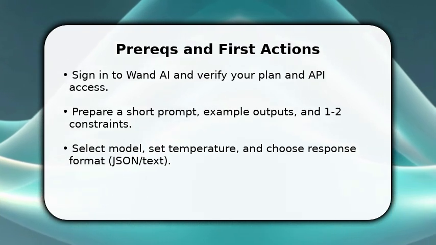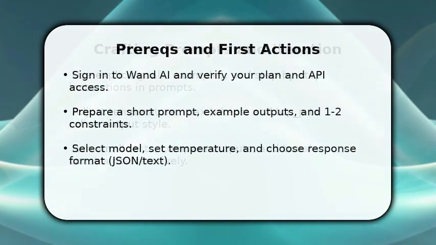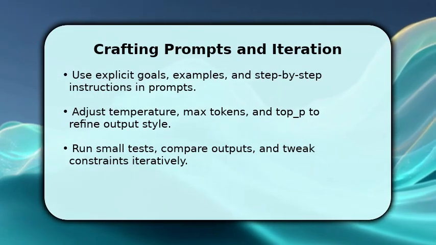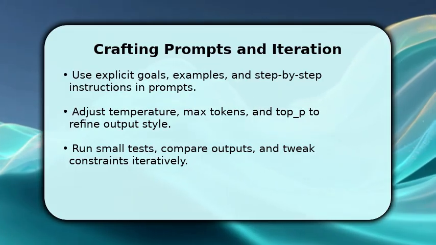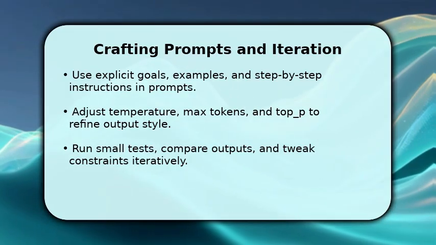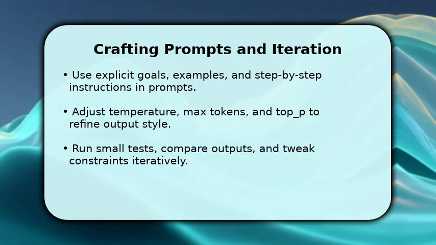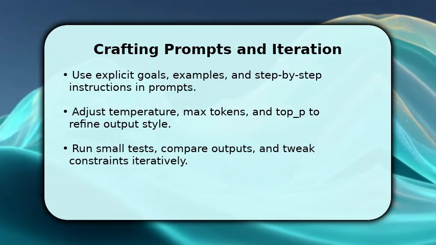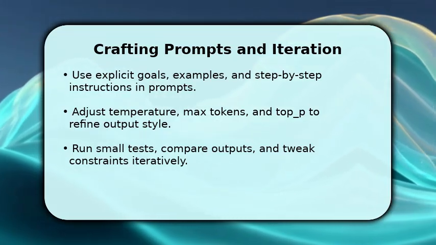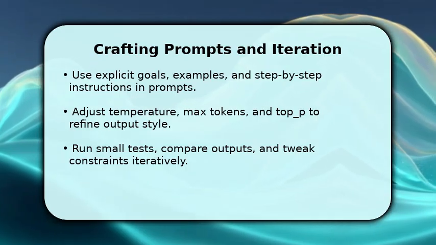You now craft prompts that state the goal, show 1-2 examples, and include explicit instructions so Wand AI follows a predictable pattern. Then run a few small tests. Once you see results, adjust temperature, max tokens, and top P to move output toward precision or creativity. Make changes incrementally and compare outputs side by side.